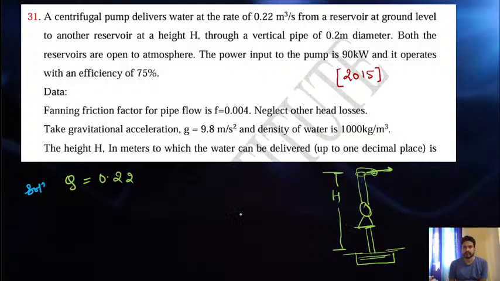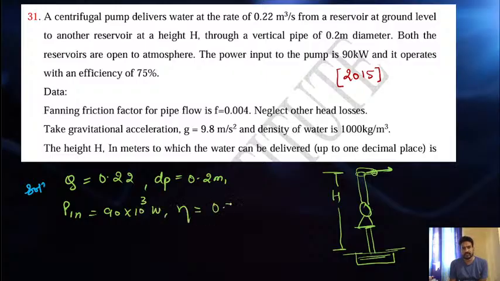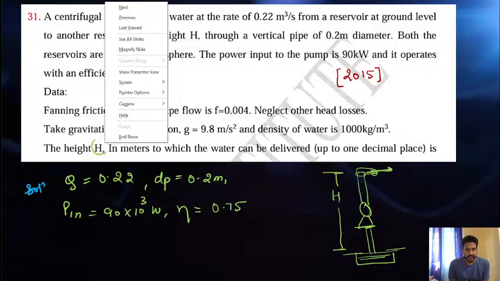ठीक है? This vertical height is capital H. Diameter of the pipe is 0.2 meter. ठीक है? Both the reservoirs are open to atmosphere. Power input P in is 90 into 10 raised to power 3 watt. And what is the efficiency? Efficiency is 75%, means 0.75. So we have to calculate this capital H actually.